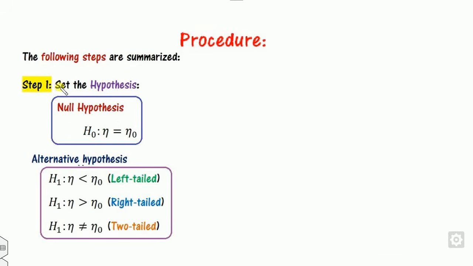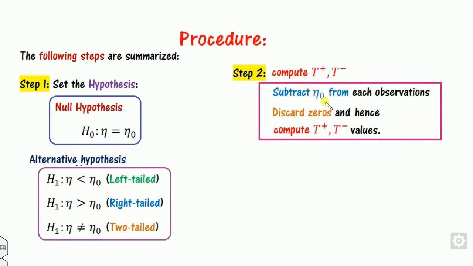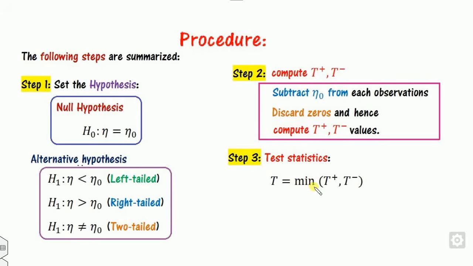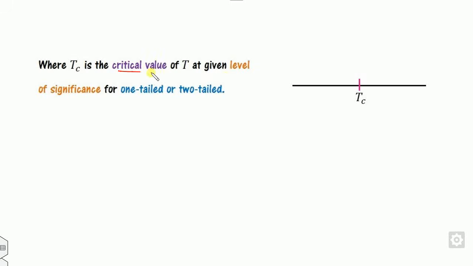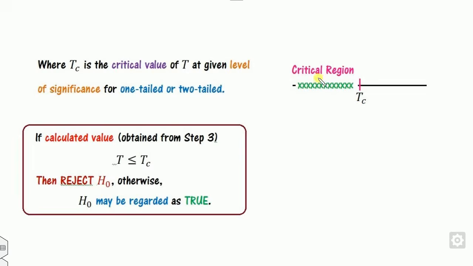So in step 1 we define the null hypothesis as equality, and the alternative is either of them based on the question. We subtract this number, whatever you have written here, from each, then we compute the positive and the negative. Then we calculate the minimum and we check the critical value, and this is the portion. So what is TC? TC is nothing but my critical value here, the value at the given level of significance. Once you get it, we define the critical region corresponding to this value of TC. How you define the critical region is this number.